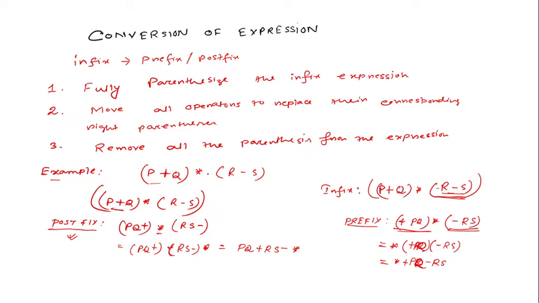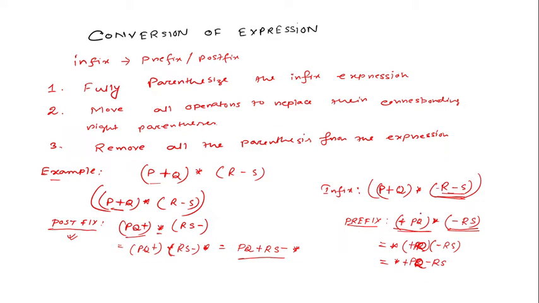If we have p plus q star r minus s, then at first you need to work on the parentheses. So here p plus q, you can do it pq plus, and here also you have brackets, so you can do it rs minus. So pq plus star rs minus. The star can be at last, and finally you can remove the brackets, so it should be pq plus rs minus star.